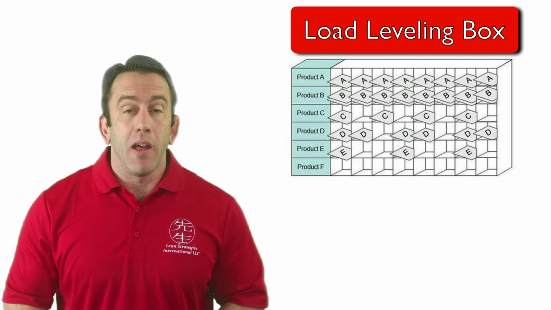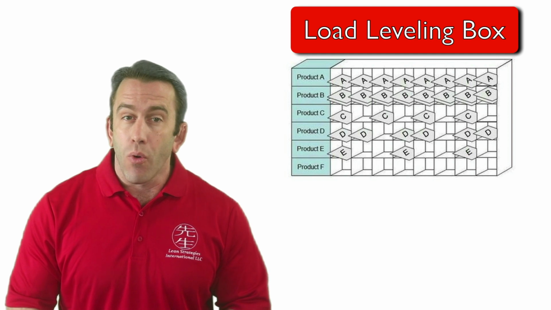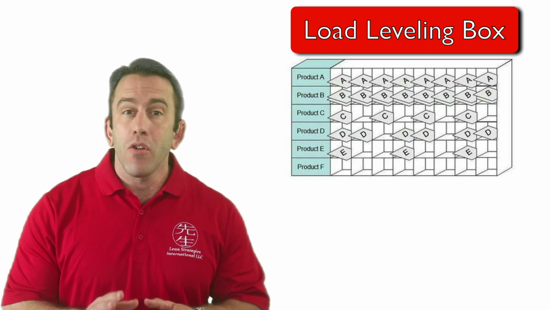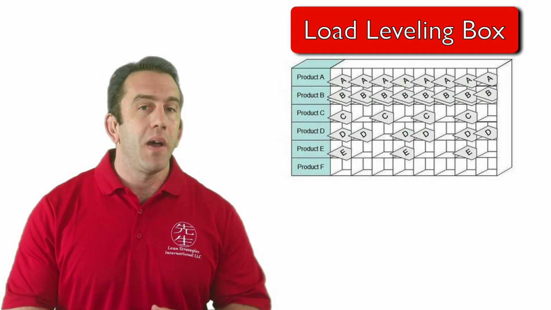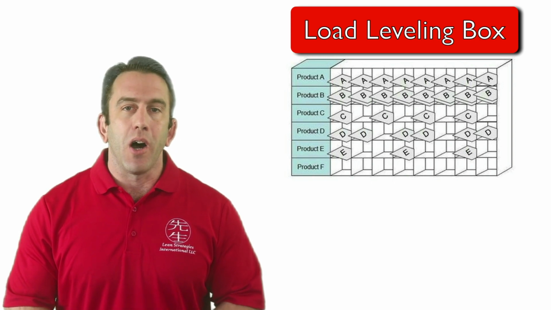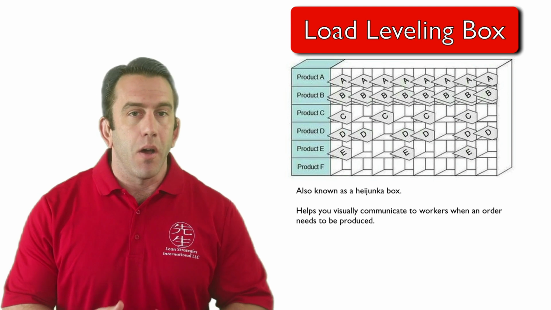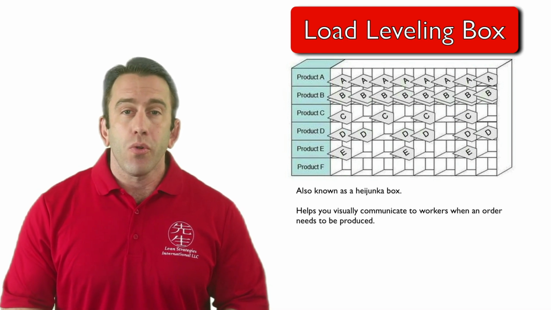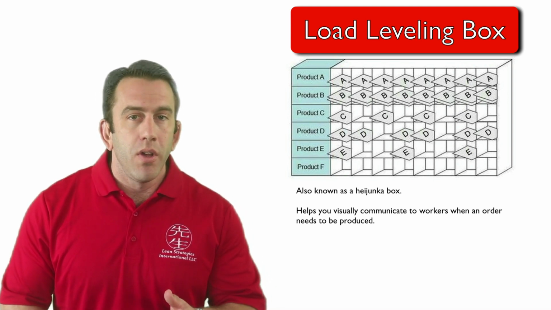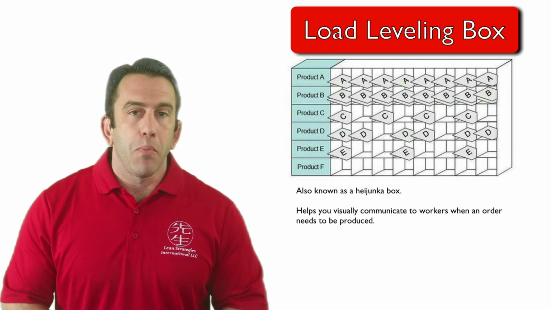Once you have a takt time established, you need to ensure that keeping up with that time is possible. One of the best methods to visually manage your orders and keep track of when your orders need to start is by using a load leveling box. The load leveling box is also known as a Heijunka box and helps you visually communicate to workers when an order needs to be produced.